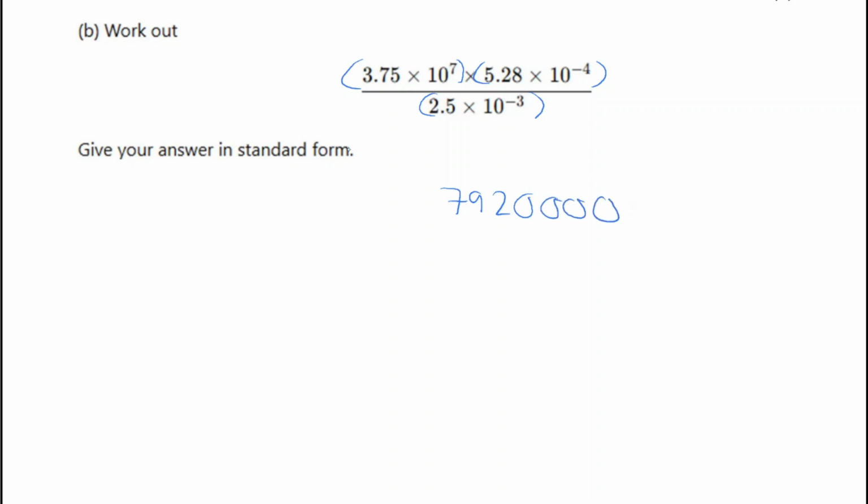However, remember they want the answer in standard form, so at the moment the decimal is here. We just need to move it back 1, 2, 3, 4, 5, 6. So our answer is going to be 7.92 times 10 to the power of 6.